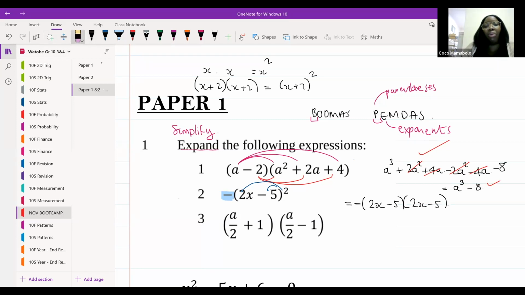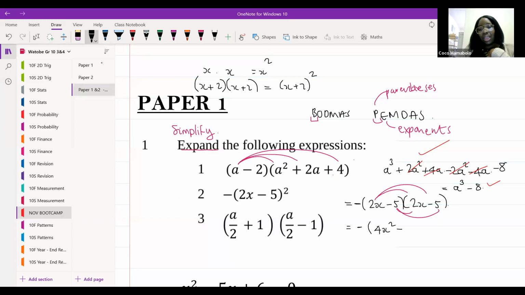Okay, now we are going to look at the brackets first. We're going to make sure that we distribute the brackets first. So we can do FOIL, 1, 2, and 1, 2. Now I'm going to keep this in a bracket because my negative is still sitting on the outside. I have to make sure that once I'm done, only once I'm done foiling, then I multiply the negative in. Right, so I should get 4x squared minus 10x minus 10x plus 25.